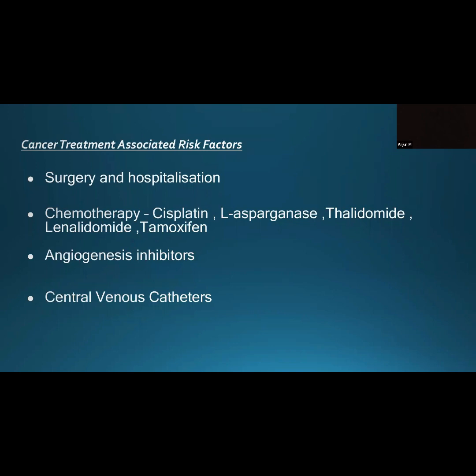And central venous catheters are more commonly used in cancer patients for delivery of drugs and collection of blood samples. These in themselves are a high risk of developing a thrombotic event and can form due to microthrombi as such.